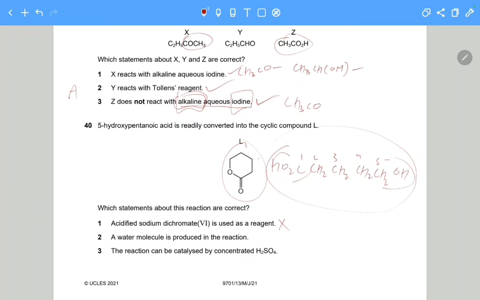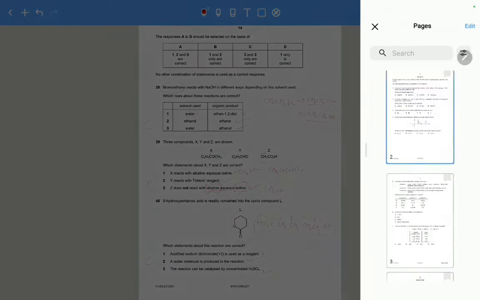And option 2, a water molecule is produced in the reaction. That is correct, because remember, it's a condensation reaction. The carboxylic acid reacts with the alcohol and the water is kicked out. And the reaction can be catalyzed by concentrated H2SO4. This is also correct. So C is the correct answer.